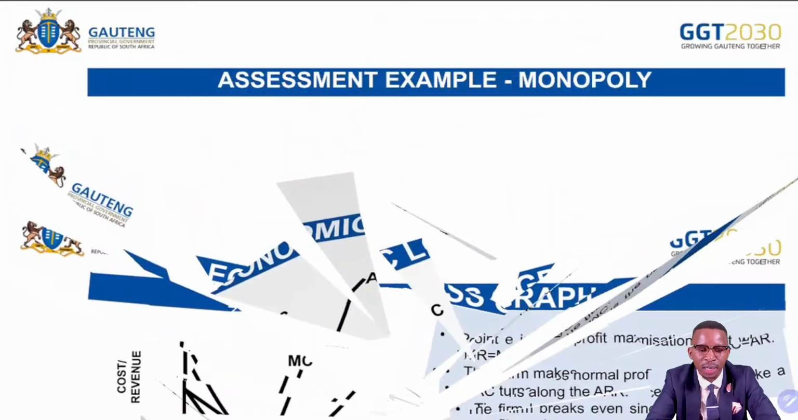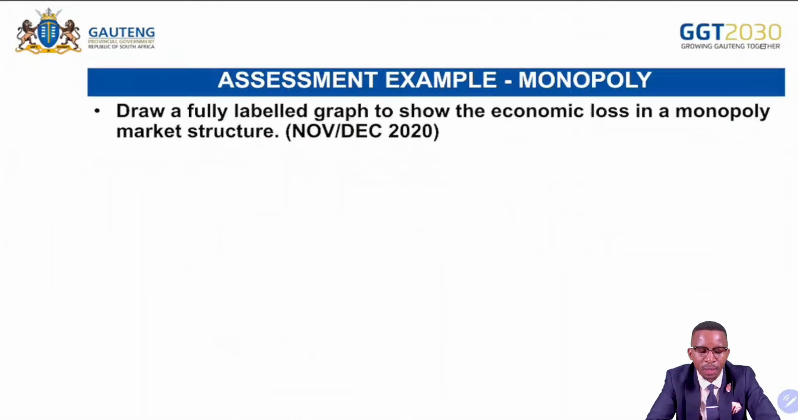So, an example of an assessment for the monopoly. It says draw a fully labeled graph to show the economic loss in a monopoly market structure. But before we draw, it is very important for you to know the following. If ever the question says, illustrate or with the aid of a graph, explain the long run equilibrium for the firm under the monopoly, what does that mean to you?